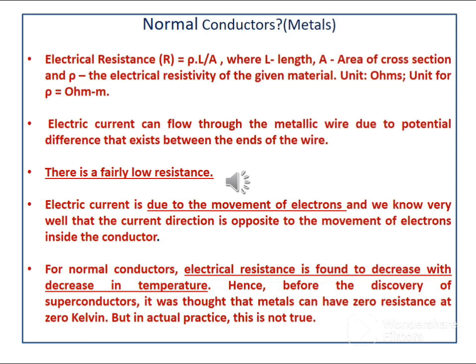We know very well electric current will flow through the metallic wire due to the potential difference that exists between the ends of the wire. However, there exists a fairly low resistance. Electric current is due to the movement of electrons, which is in a direction opposite to the current flowing through the metallic wire. For normal conductors, electrical resistance is found to decrease with the decrease in temperature. Hence, before the discovery of superconductors, it was thought that metals can have zero resistance at 0 Kelvin, but in actual practice, this is not true.